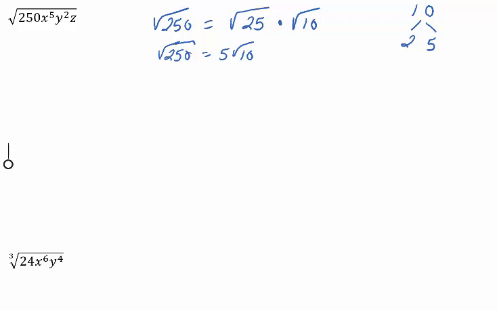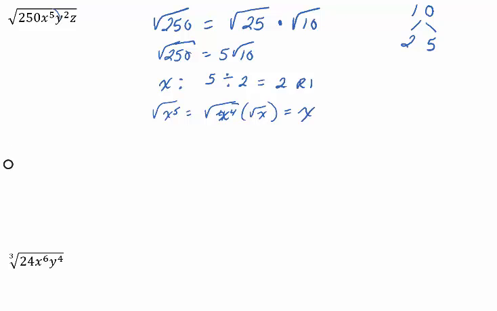Now we need to look at the x values. We have an odd number, so it's x to the 5th. If we divide 5 by 2, you get 2 with a remainder of 1. So the square root of x to the 5th is the same thing as the square root of x to the 4th times the square root of x. The square root of x to the 4th is a perfect square, so that'll be x squared, and then the square root of x. For y squared, the square root of y squared is simply y, and there is no square root of just z.